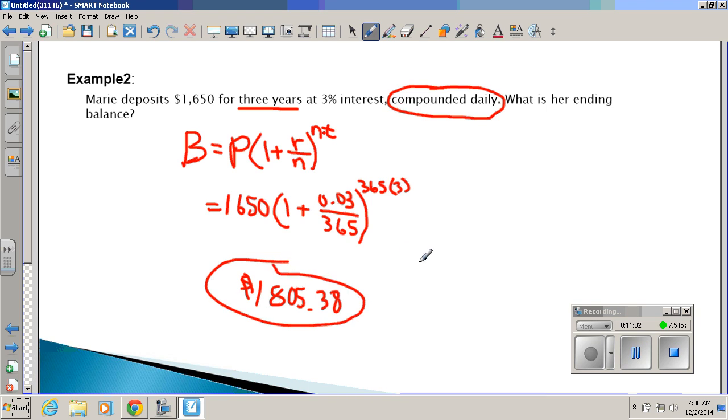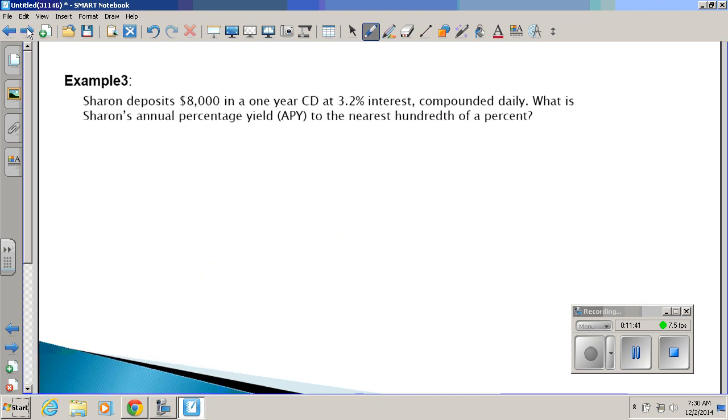Okay? So simply just plugging in the numbers and doing the math. Okay, we have one final example here. I want you to read through it and try this. Pause the video. Make it an effort to pause the video and try this on your own. That's how you're going to master these skills.